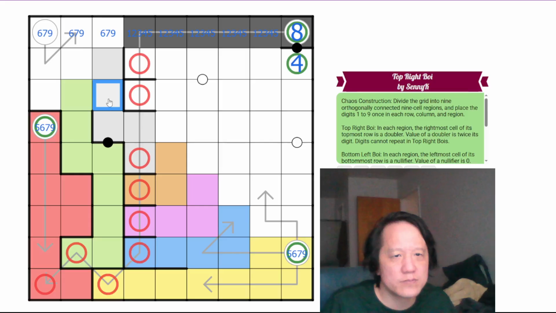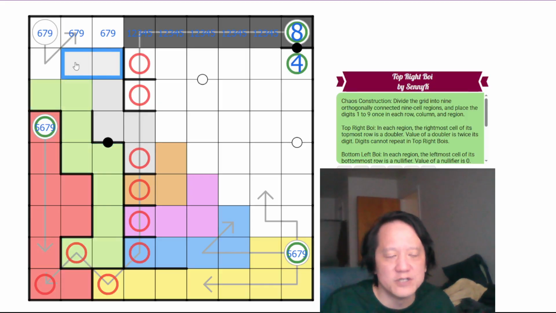1, 2, 3, 4, 5. It has to go this way then, which means green has to go here to complete 1, 2, 3, 4, 5, 6, 7, 8, 9. Otherwise, if it doesn't go this way, we try to have another full region. That's not possible, because we need to have a little bottom left boy here. So then that works.